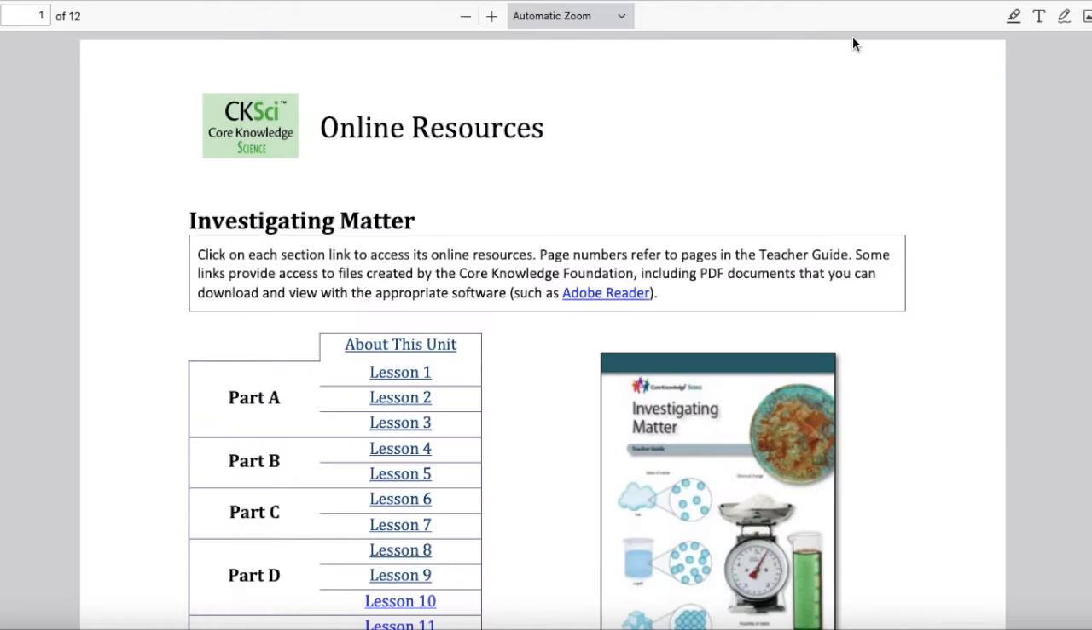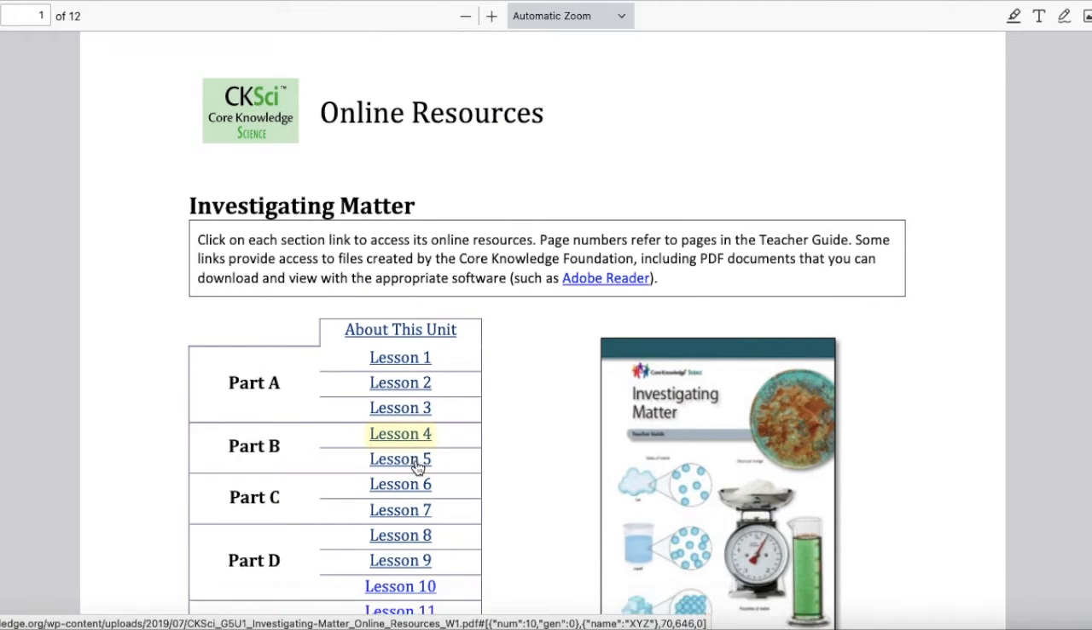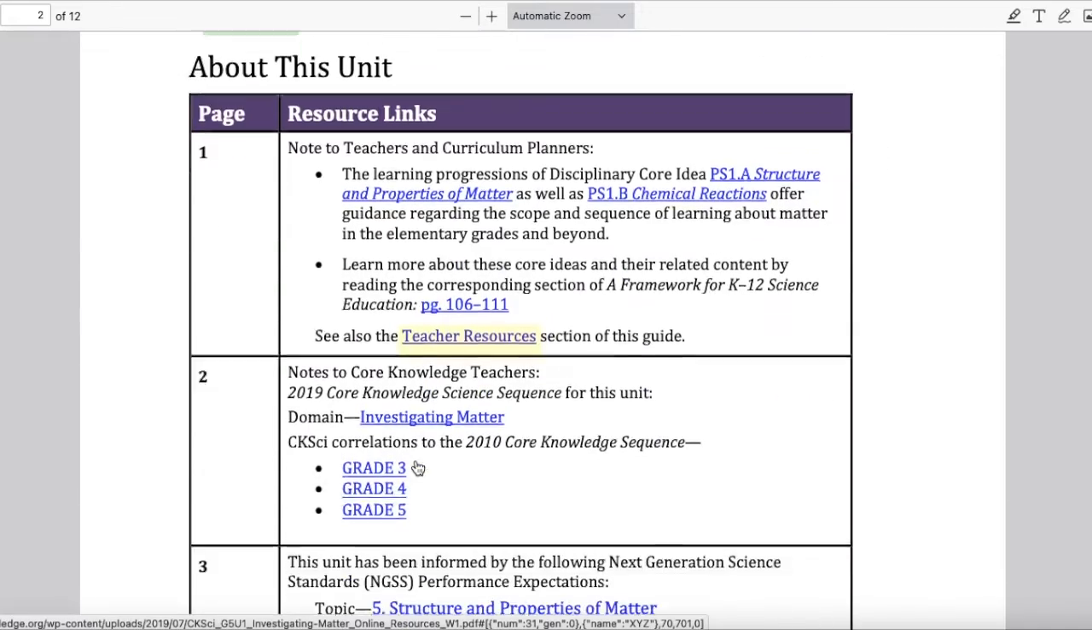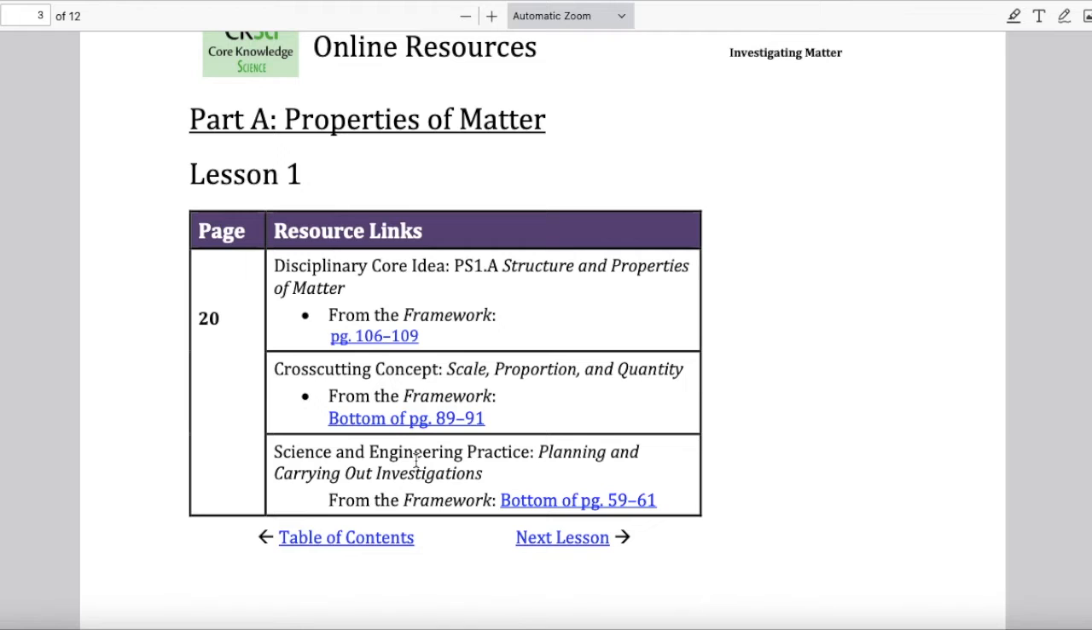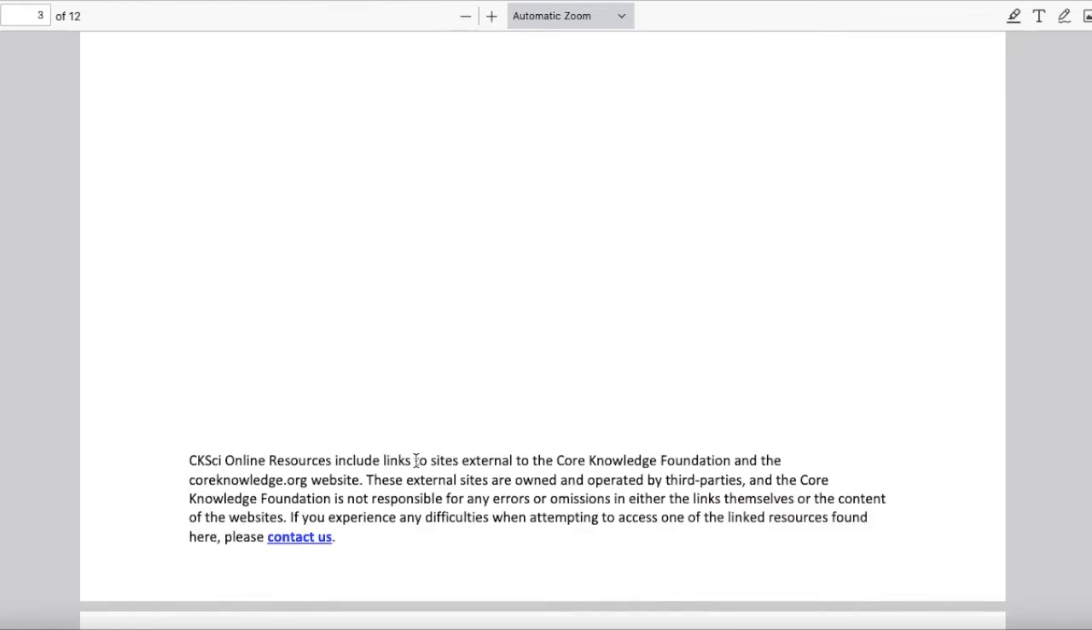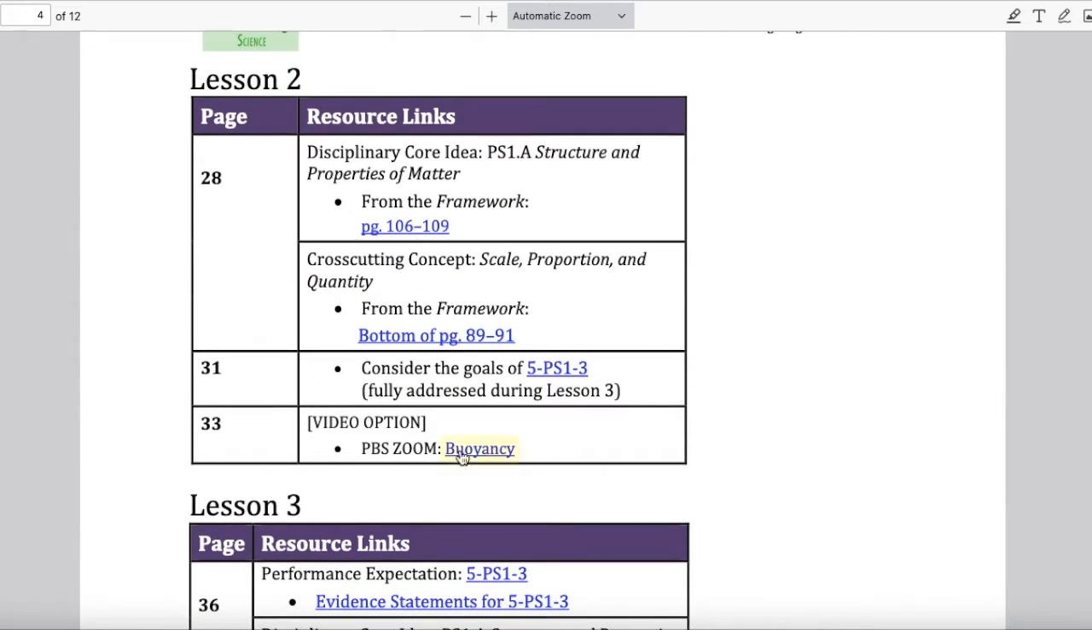And then the online resources is one of the things you can download as well. Most of the time I use these for videos. They'll directly link you to different types of demonstrations or videos the kids can watch. So for example, this was a PBS one on buoyancy.